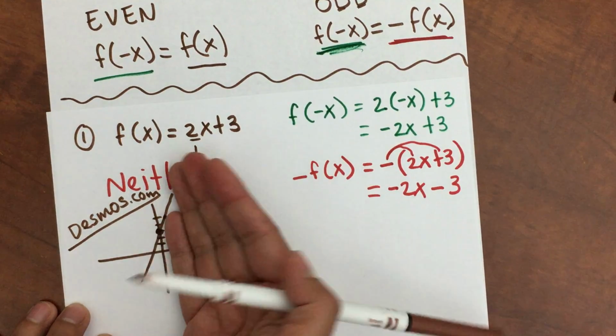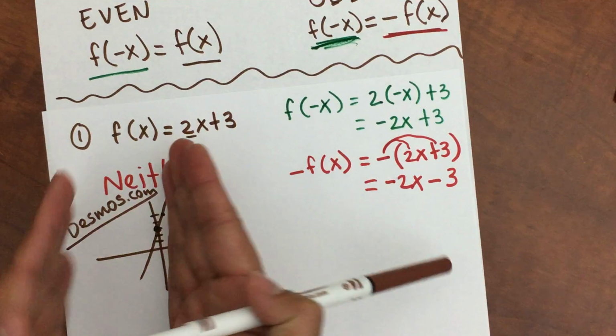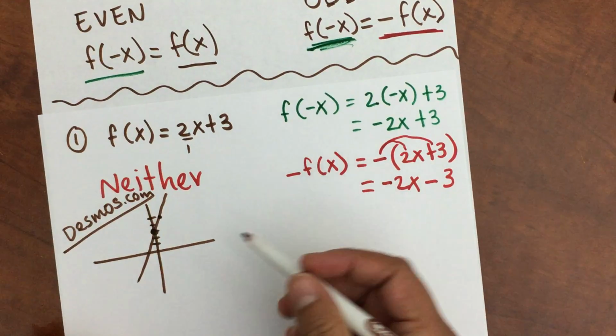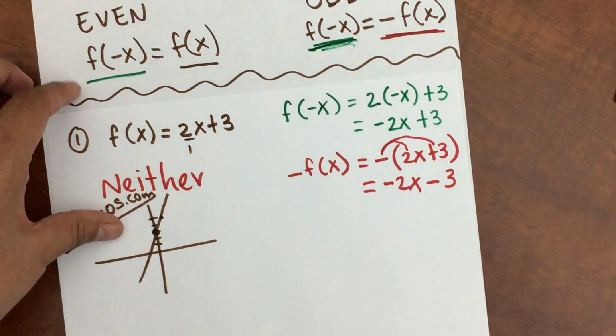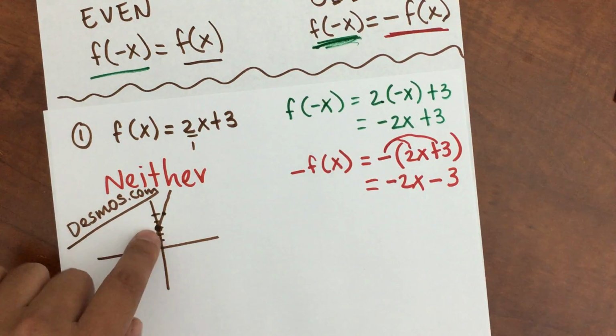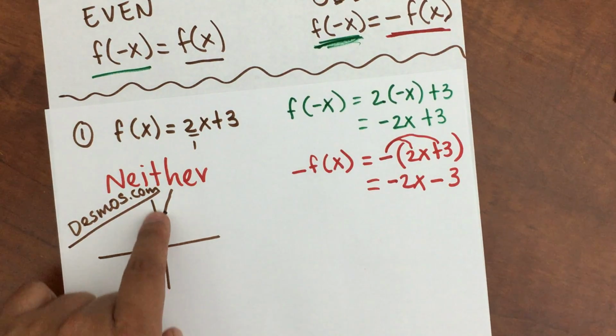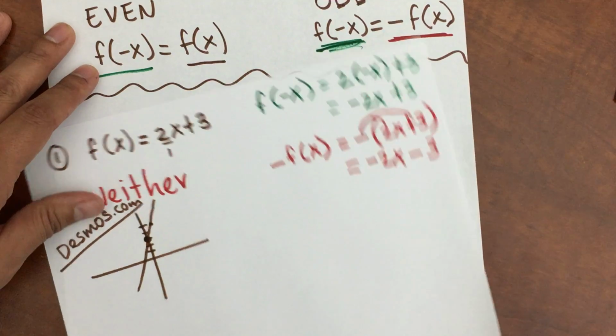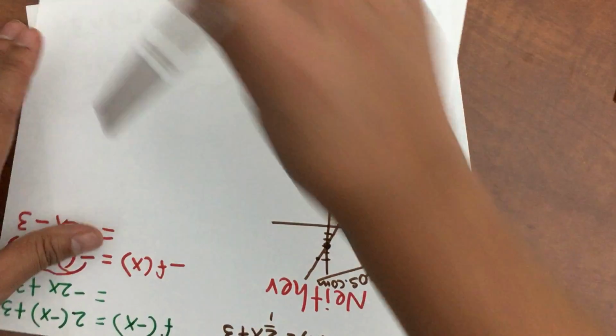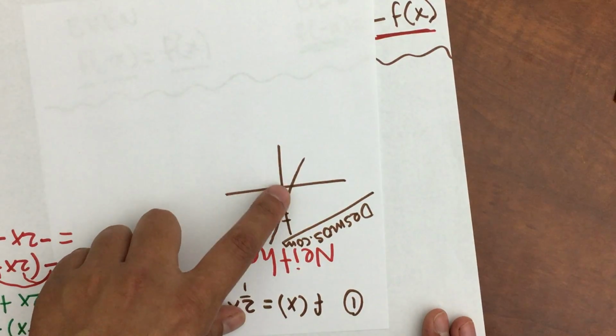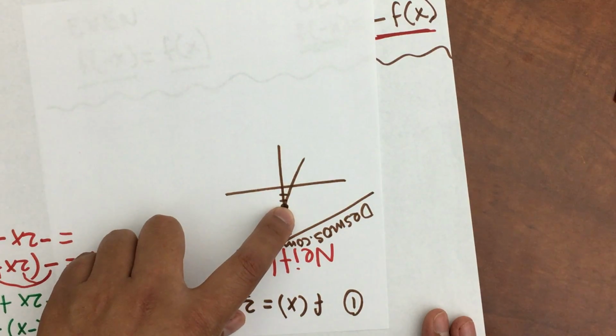So as you can see, if you fold it, they're not gonna match. And if you rotate it, it's not gonna match, because look, right now the line is up here. And if I rotate it 180 degrees, the line is not up here, it's down. So that's why it's not odd either. So not even and not odd.